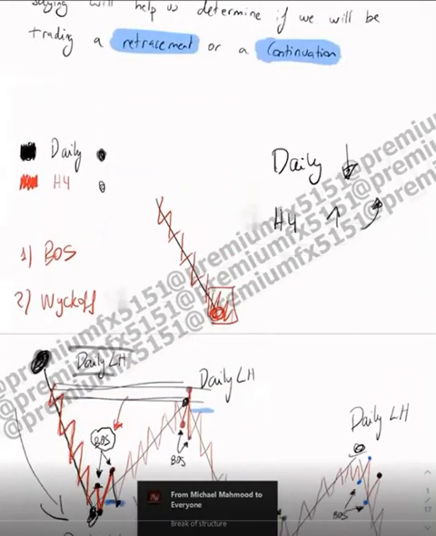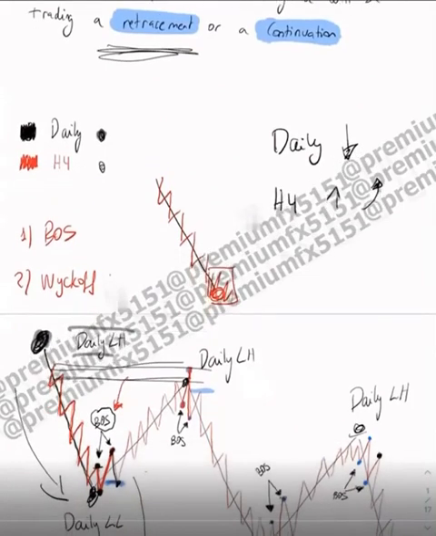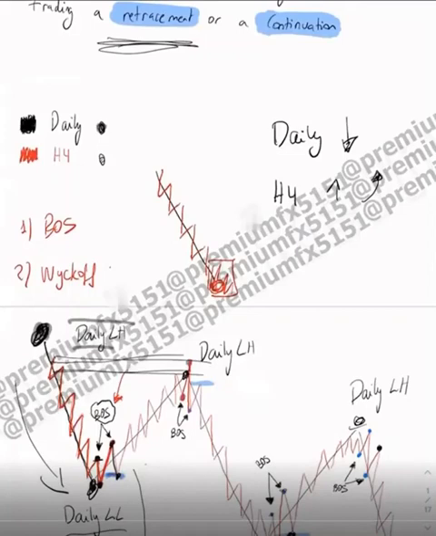So we were trading our retracement overall, but when we reach certain levels, again, we're going to wait for another break of structure or Wyckoff on those levels. Let's say again, it was a break of structure. And when that happens, now we're going to be trading a continuation.